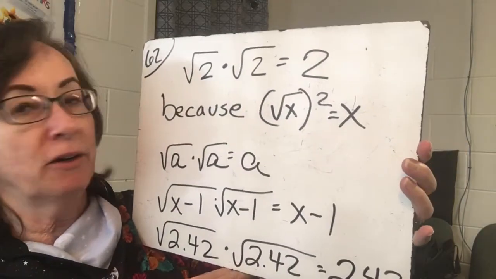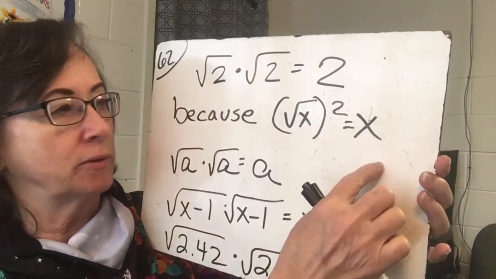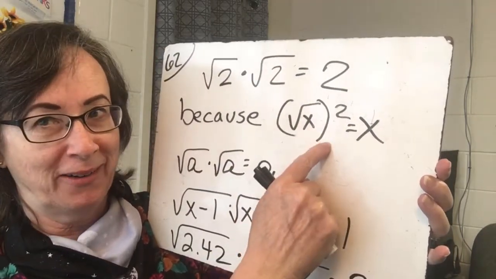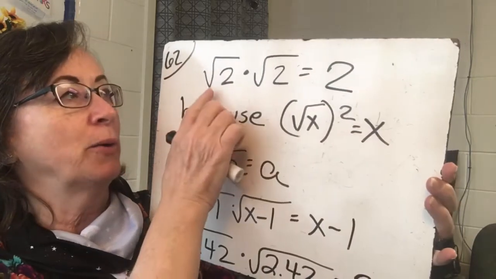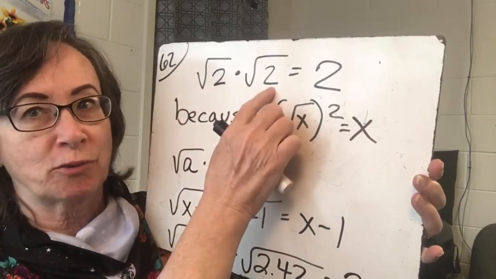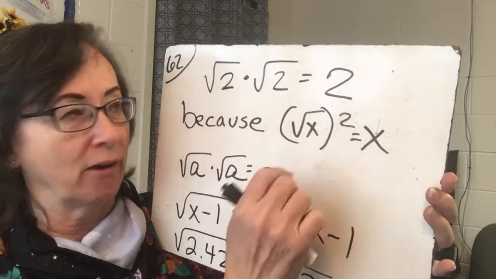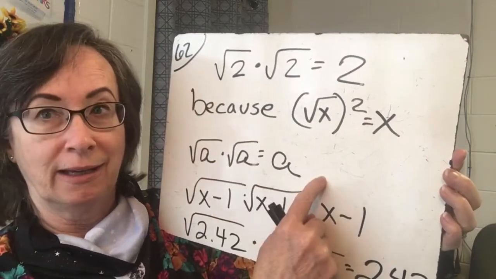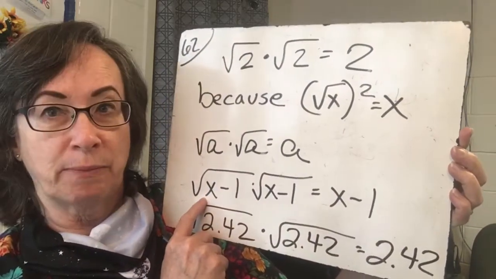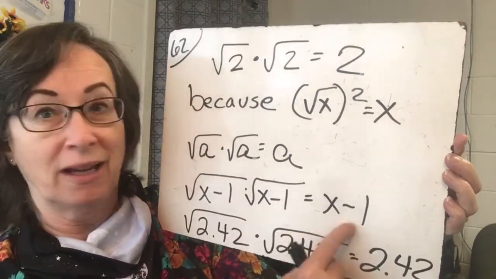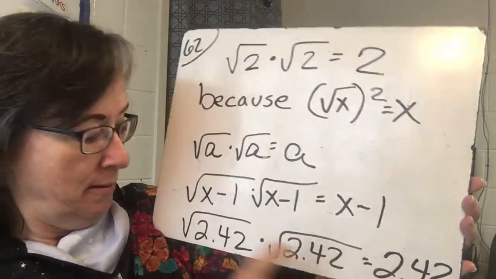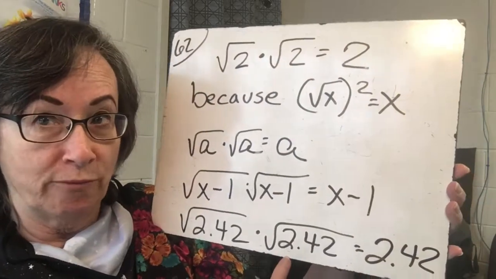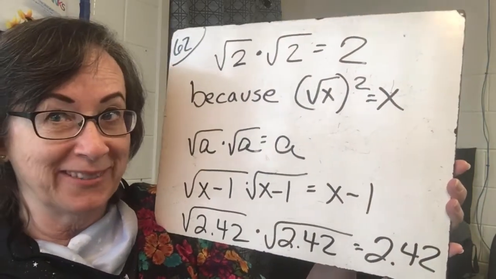Okay, so here we have an extension of this rule. Our rule is the square root of x, squared, is x. So here we have the square root of 2 times the square root of 2, which is the square root of 2 squared, which is 2. And the square root of a times the square root of a is a. And the square root of x minus 1 times the square root of x minus 1 is x minus 1. Square root of 2.42 times square root of 2.42 is 2.42.